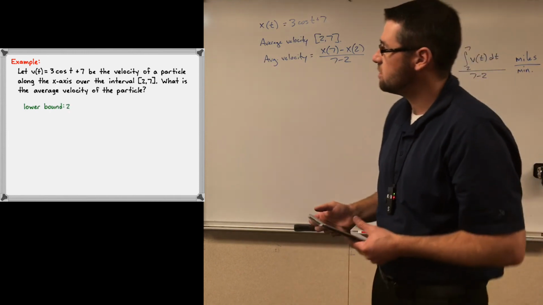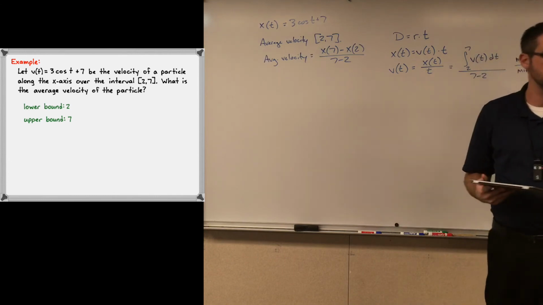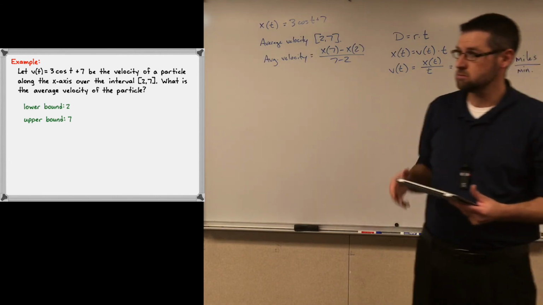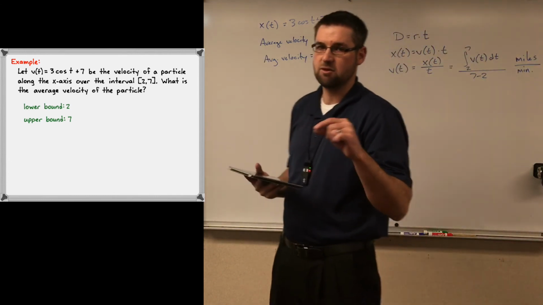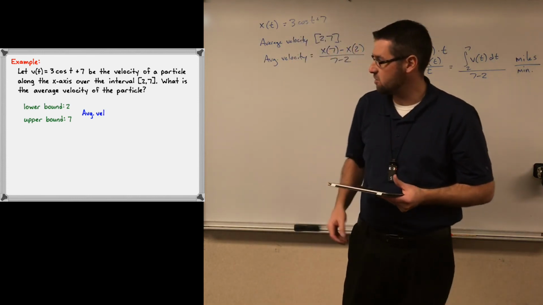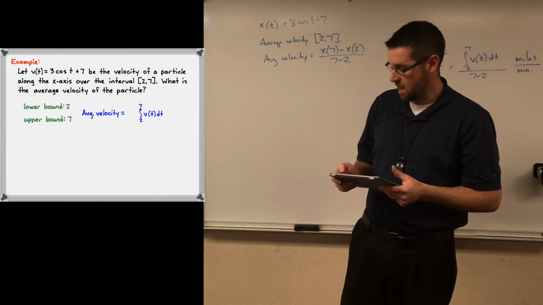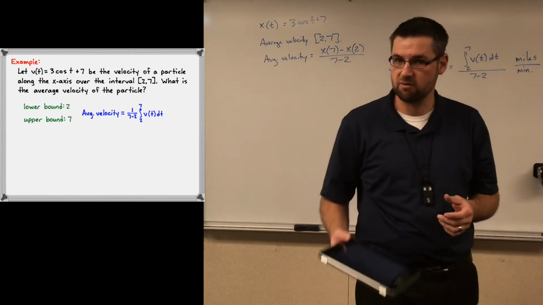So let's do this one. You guys get your calculator out and let's do this. The lower bound is 2, the upper bound is 7. What would the equation be for this then? The average velocity is... Okay, but remember, we put that 7 minus 2 up front. So the average velocity is that, and then times 1 over 7 minus 2.